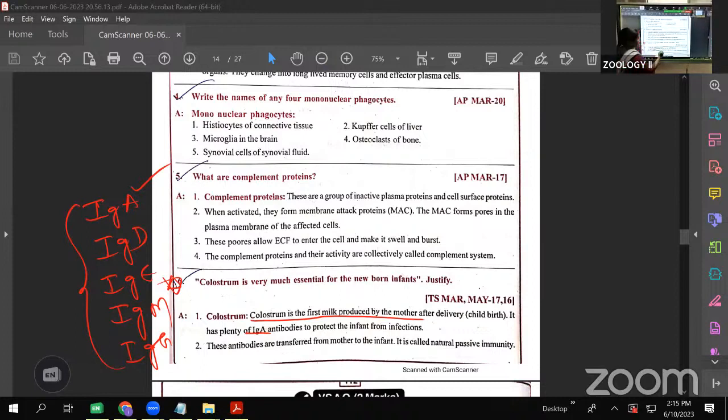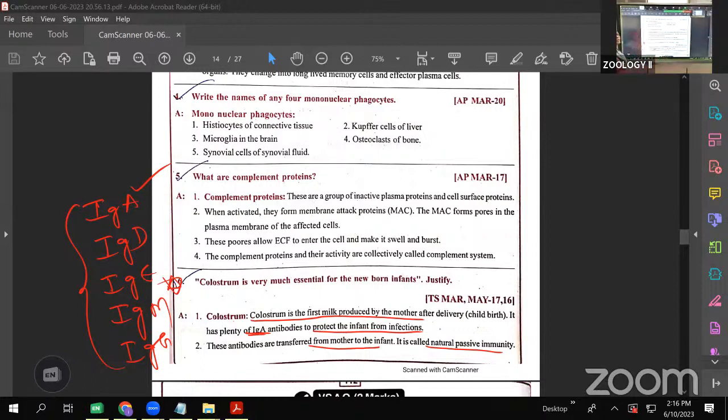What is the use of that? They protect the infants from infections. For the protection of infants from infections, this is mainly helpful. These IgA antibodies are transferred from the mother to the infant. This is called natural passive immunity. Here the immunity is given directly from the mother to the child. That's why we call it natural passive immunity.